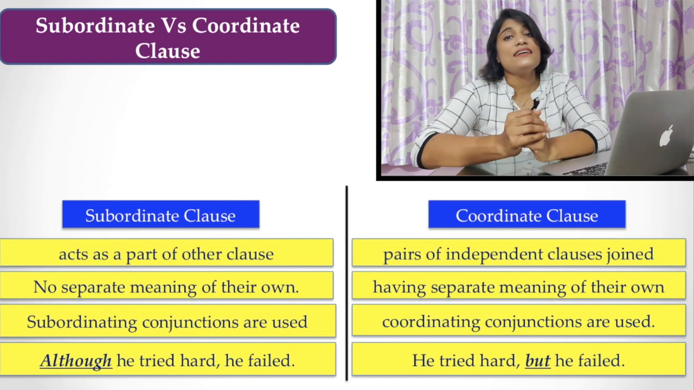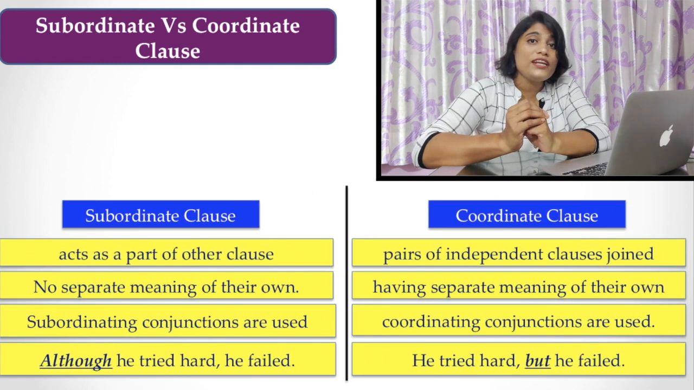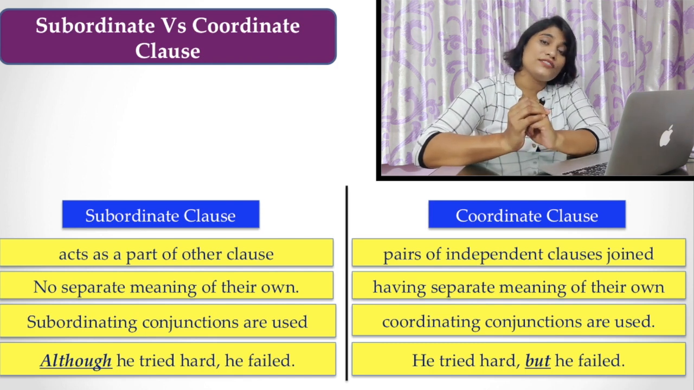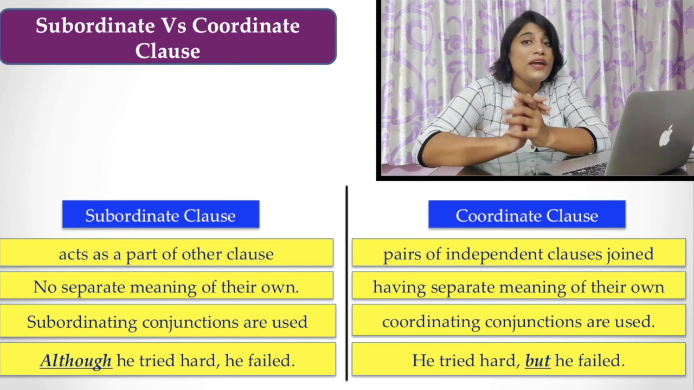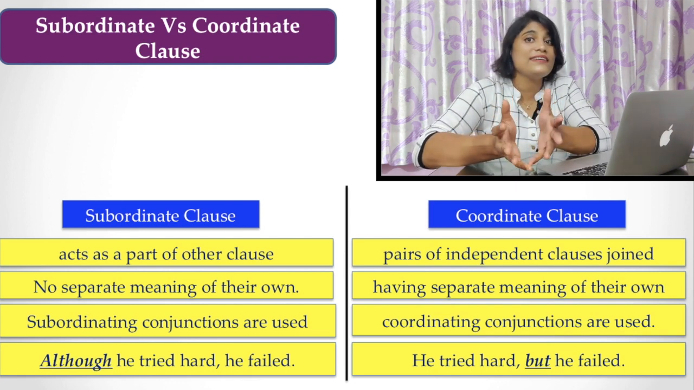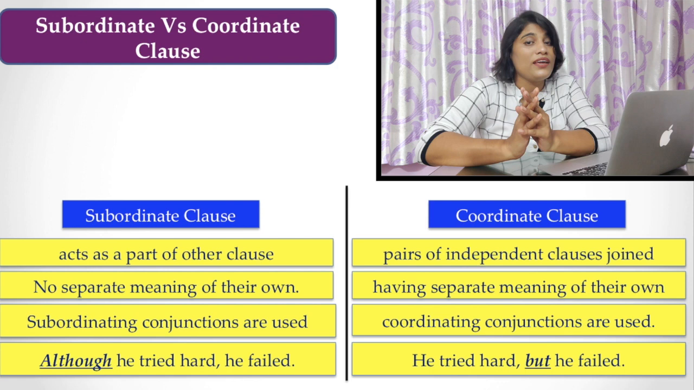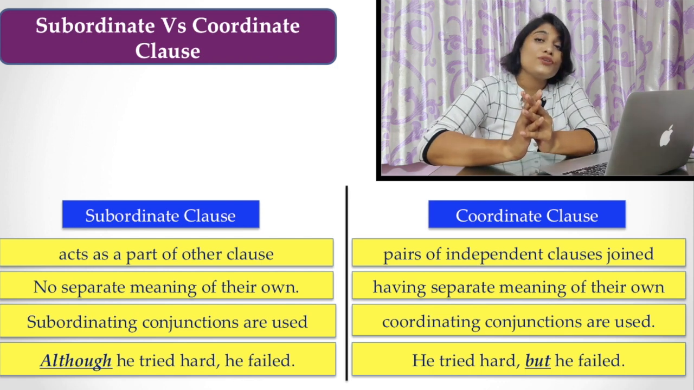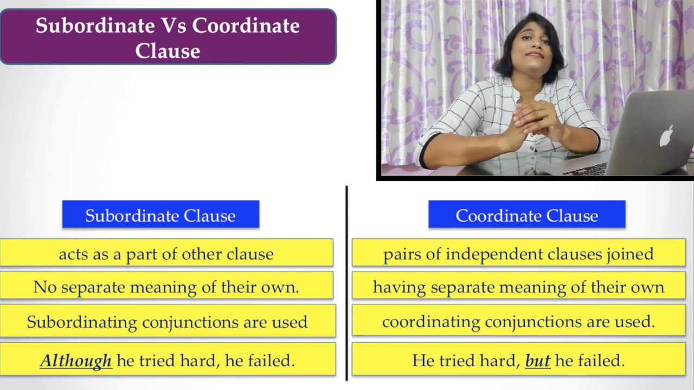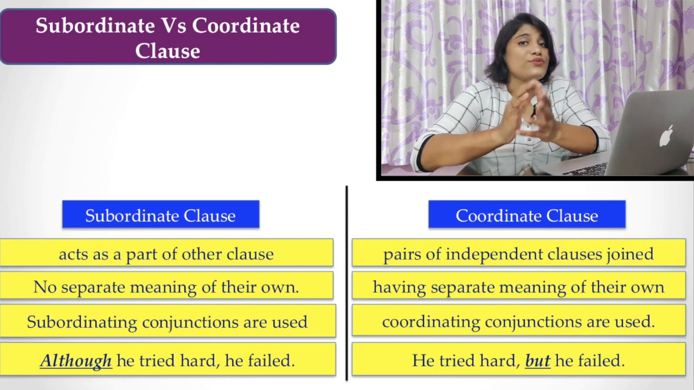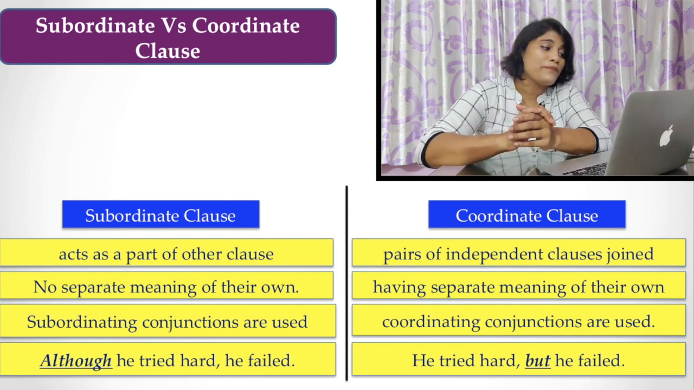Now let's see the difference between subordinate clause and coordinating clause. As I have discussed already, a subordinate clause is called a dependent clause. They depend on other elements of the sentence to complete their meaning. So the subordinate clause acts as a part of a sentence, whereas coordinating clauses are a combination of main clauses. They join together with a coordinating conjunction.